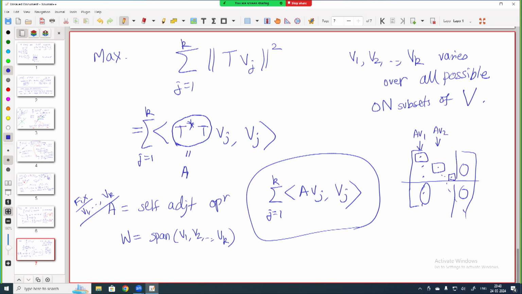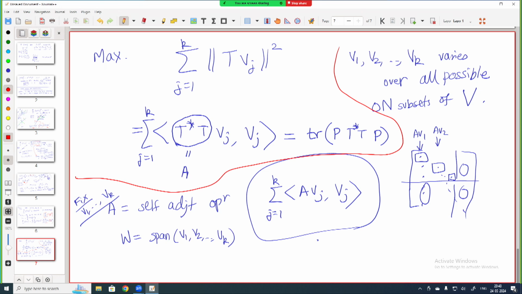So, we have seen this before. What operator is this? P, but A is T star T in this case.